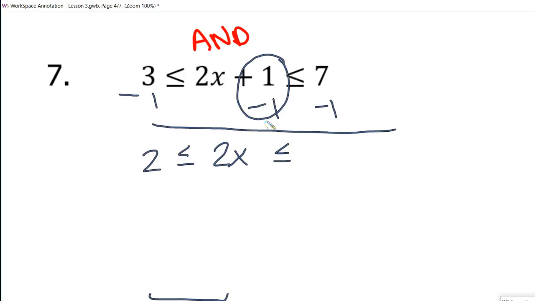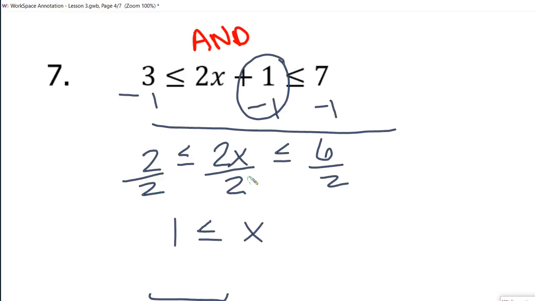Now again, your goal is to get x by itself in the middle. So how do I get rid of the 2 in the middle? Whatever you do to the middle, you have to do to the left, you have to do to the right. So what's 2 divided by 2? 1. Bring down the less than or equal to, bring down your x, bring down the less than or equal to, and 6 divided by 2 is 3. And box in your answer.